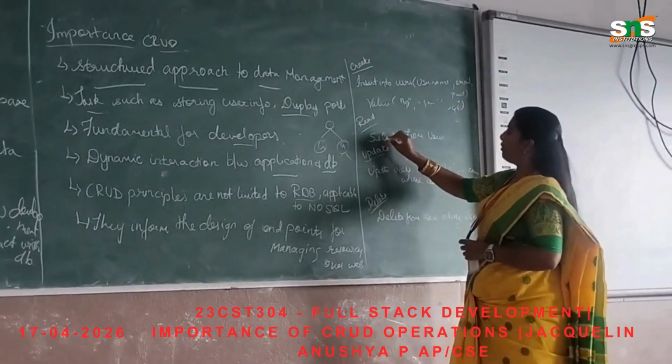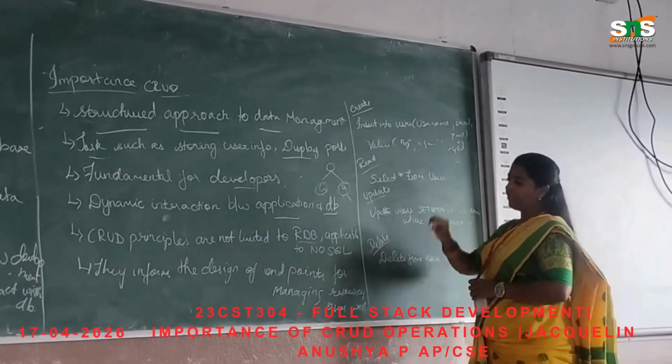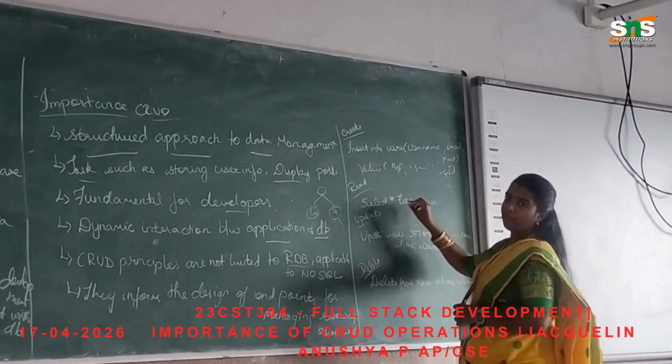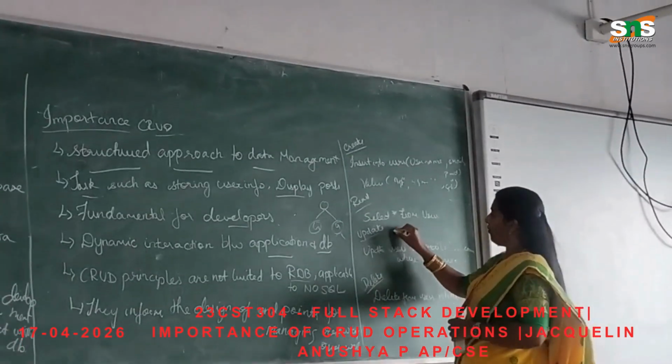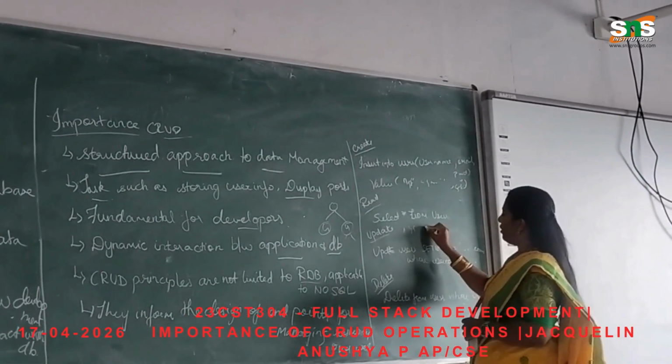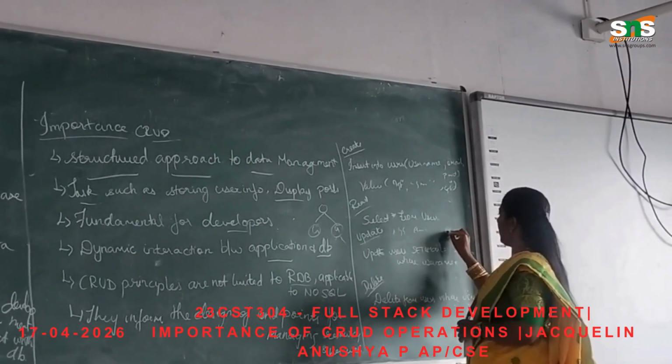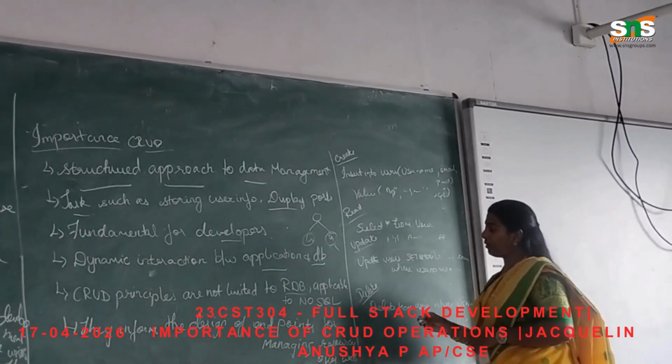After this, I need to read the data which I have given. So I give the syntax of select star from user. Your display will show AGF, Gmail or SNSCT, and after that the password.